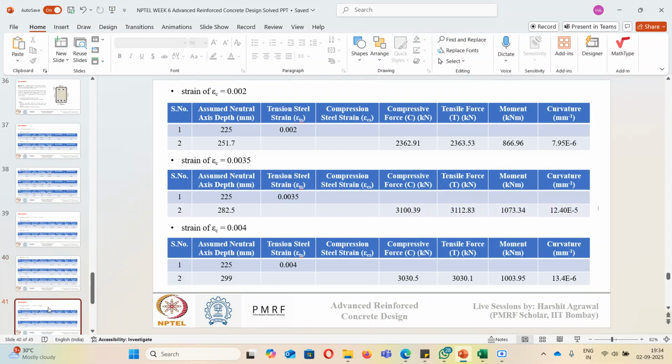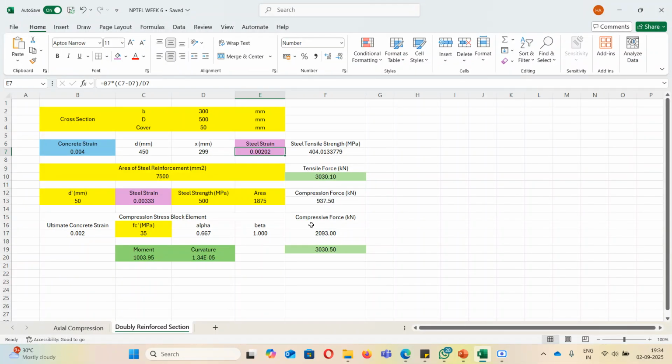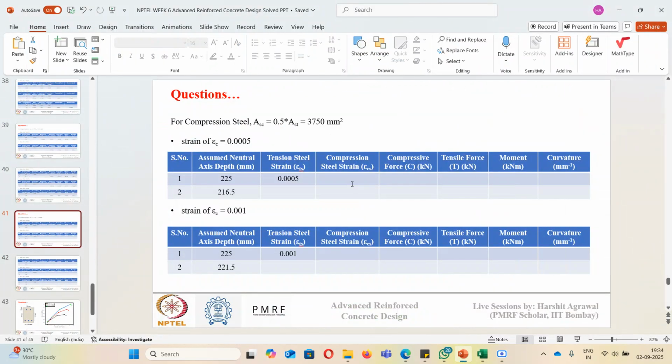Now suppose I provide more compression steel, now 50%. So what I will do, I will just change this area to 50%. So that is 3750. Okay. So I'll just give the calculation of values quickly. At concrete strain of 0.0005, neutral axis depth will be 216.5. So you can see at this neutral axis depth, total compression force is 809.35.